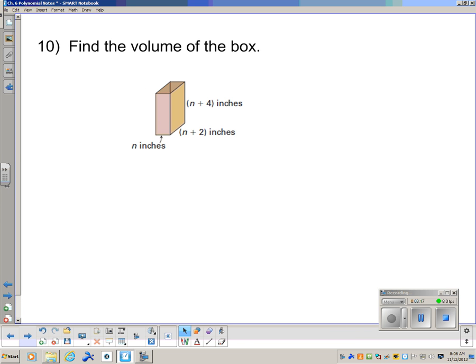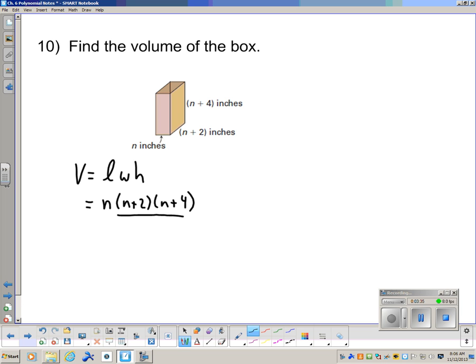Got another volume of the box problem here. Same sort of thing here. Just to find the volume, we just do length times width times height. So again, order doesn't matter when you put them in here. So n times n plus 2 times n plus 4. And again, because I got a monomial here on the outside, just the n, I'm going to do that last. So I'm going to go ahead and FOIL out the parentheses there.